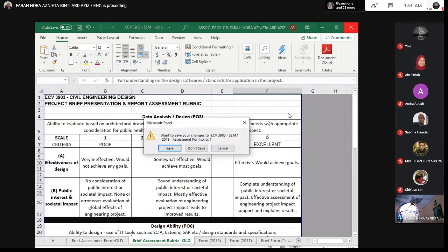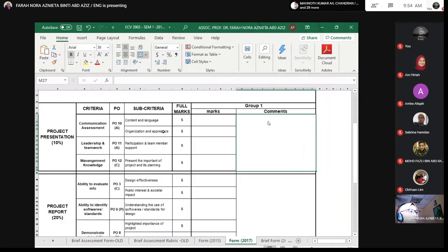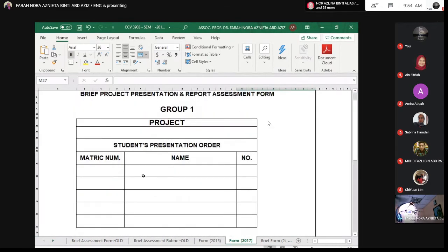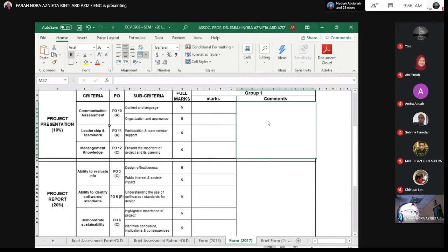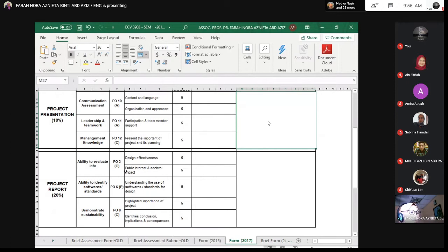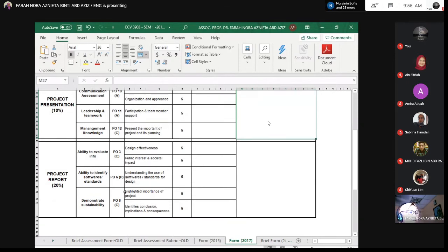But I want to highlight this part first, for your brief presentation: make sure that all in the group understand the flow of your slides, as the presenter depends on your supervisors who's going to present first and last. And then during the presentation, this is the thing that you will see: the communication, leadership, and how you manage your presentation. And the content will be based on your report in details, as you can see here. So I'll pass this also to you for you to refer together with the rubric.